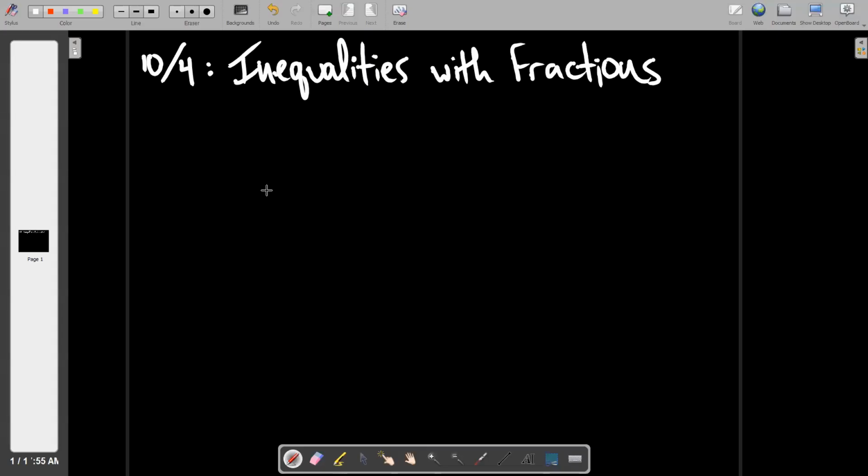All right, let's get to it. So inequalities with fractions. The good news is you know how to solve inequalities, and I think you're pretty good at solving with fractions. And so we put the two together today, and there shouldn't be any real issues here. So this will be difficult for those of you who struggle with fractions, obviously.